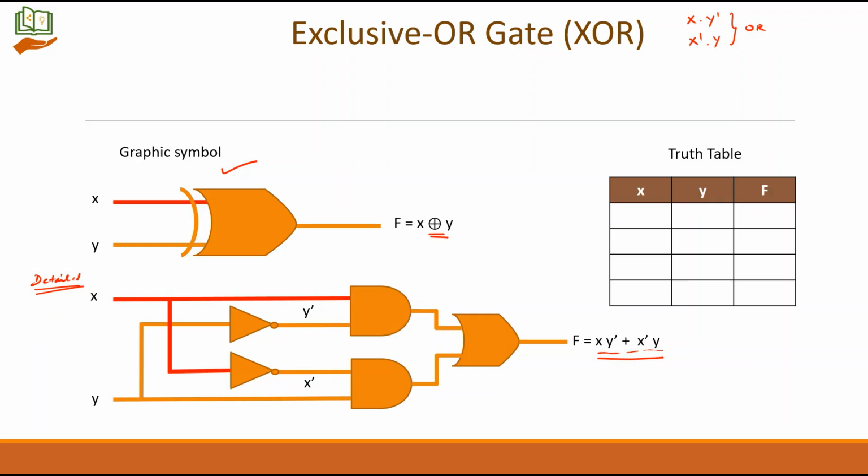Now we have x is equal to 0. When we have an inverter operation here, x dash, what will be the value here?